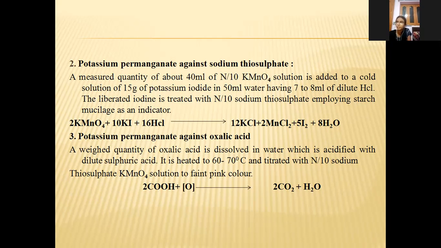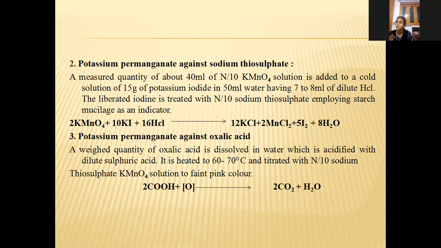If you see the reaction here, 2 molecules of potassium permanganate, 10 molecules of potassium iodide and 16 molecules of hydrochloric acid give 12 molecules of potassium chloride, 2 molecules of manganese chloride, 5 iodine molecules and 8 water molecules.